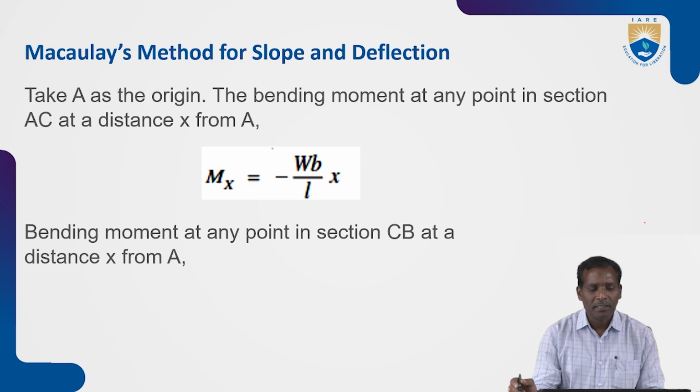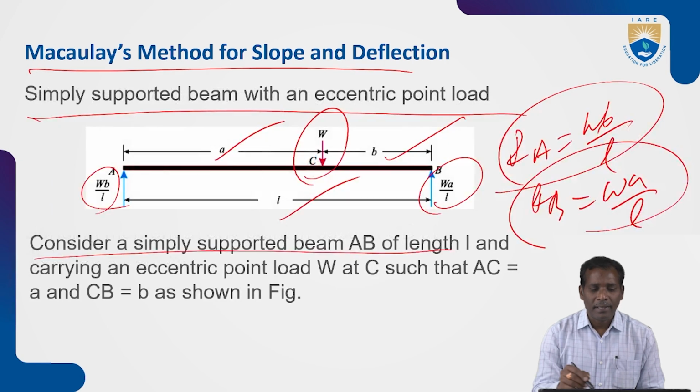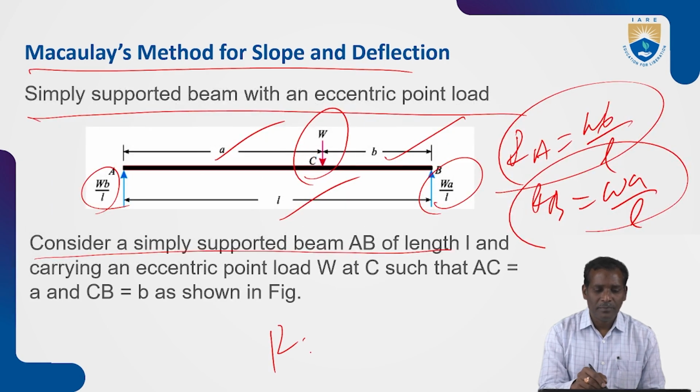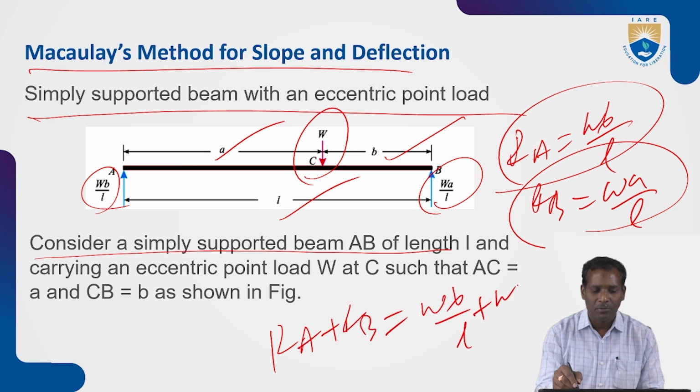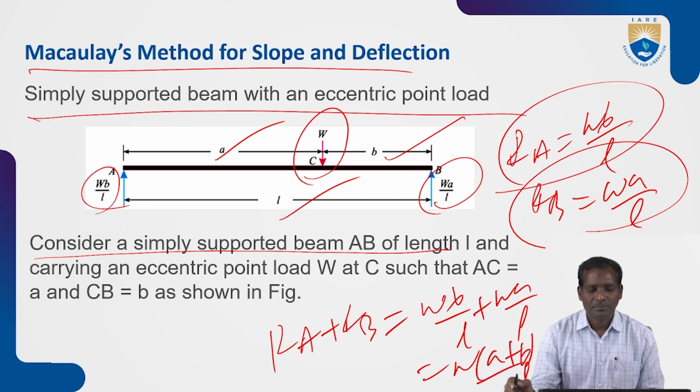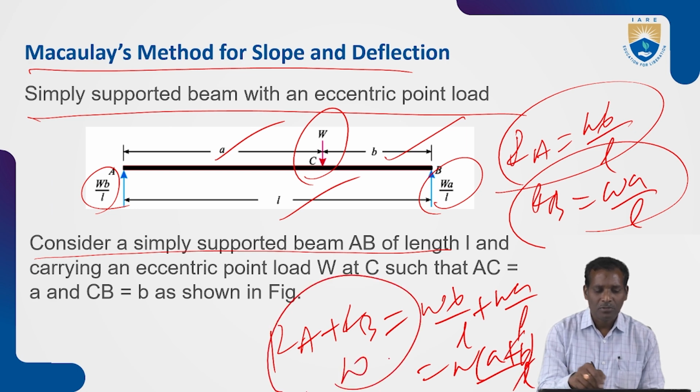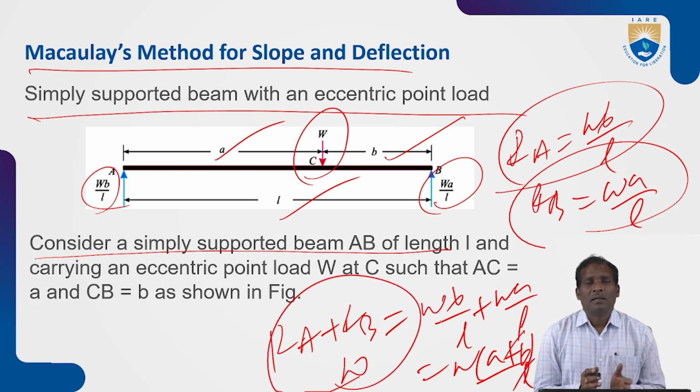So calculate RA and RB. RA plus RB gives Wb by L plus Wa by L, which means W into (a plus b) by L. a plus b is nothing but L, so L gets cancelled and you will get W. So the upward forces RA plus RB is equal to W.